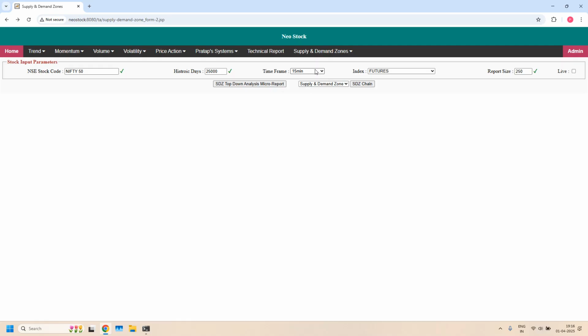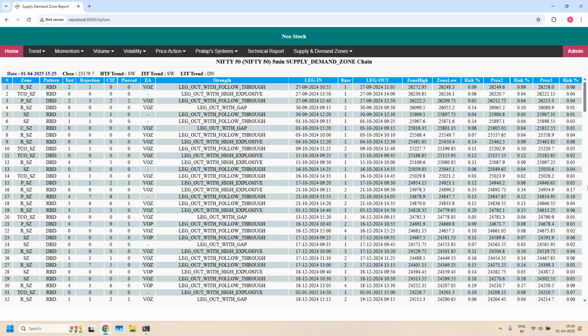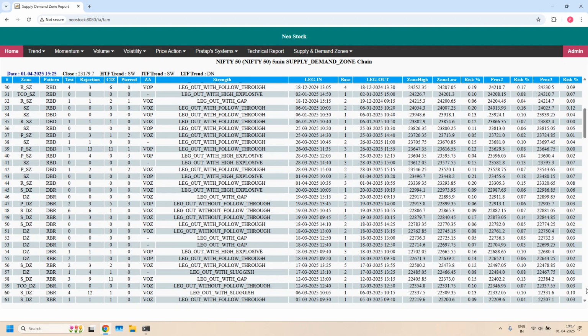Next, 5 minutes supply demand zone chain for Nifty. So all are supply zones. I'm scrolling the list down. So 45 is the nearest demand zone to the current closing price. So this is about Nifty supply demand zone chain.